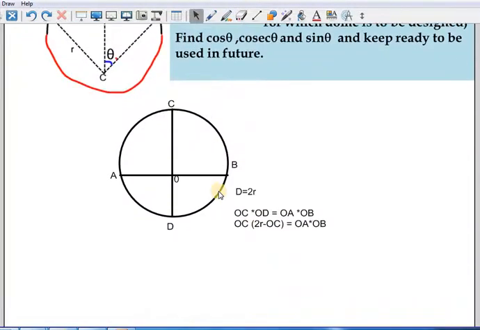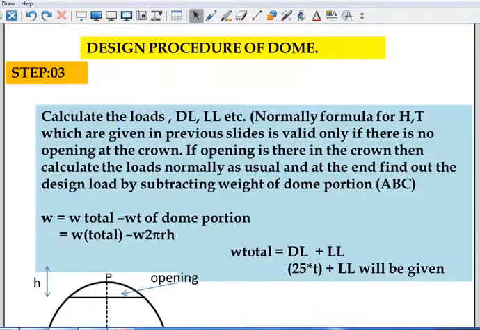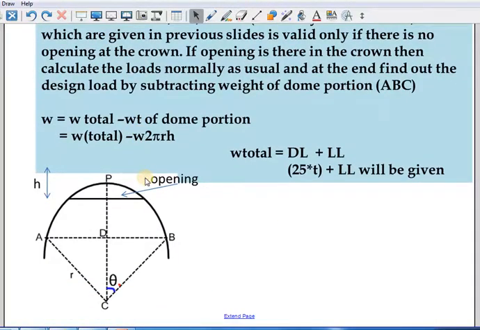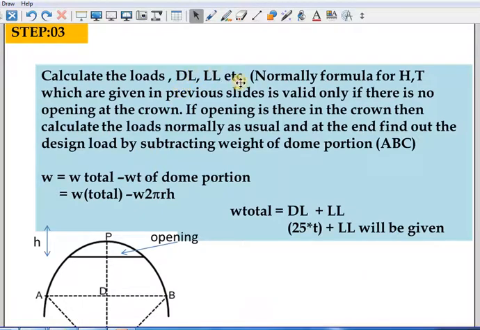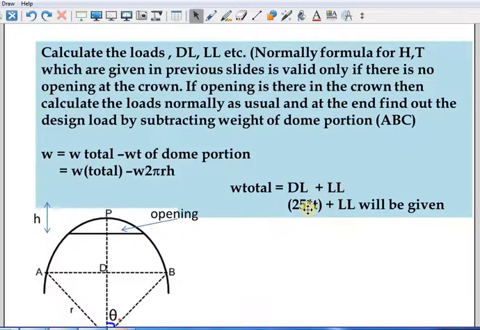So hope this is clear for you. Once this is got, the next step is to calculate the loads, dead load and live load, coming on the dome. The live load will be given to you directly, and dead load, as usual, is nothing but 25 into t, where 25 is the unit weight of the concrete and t is the thickness of the dome.